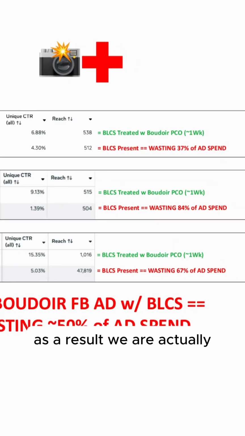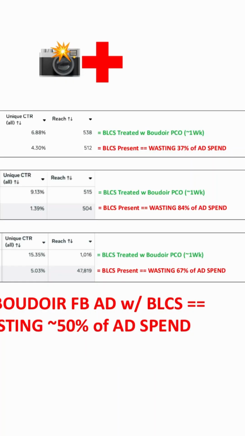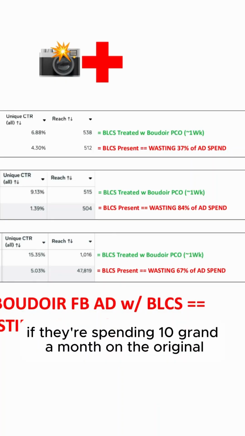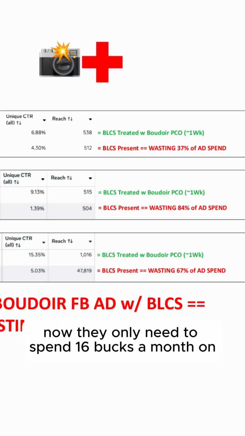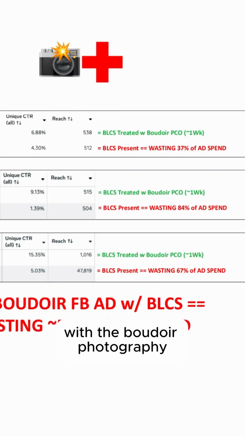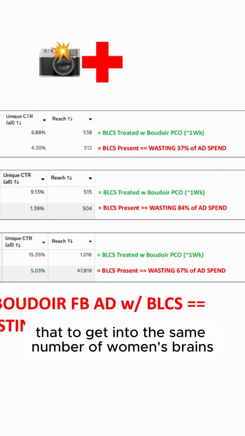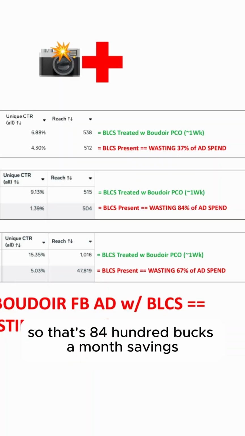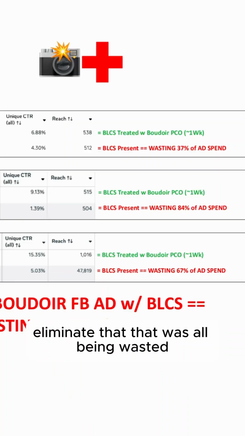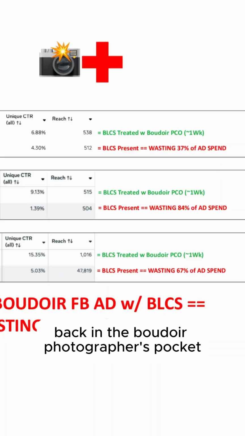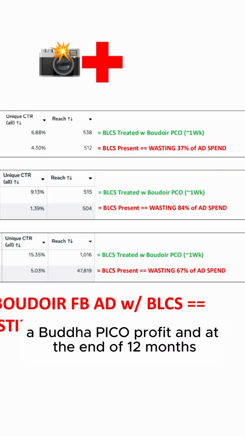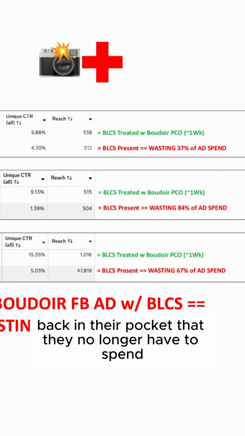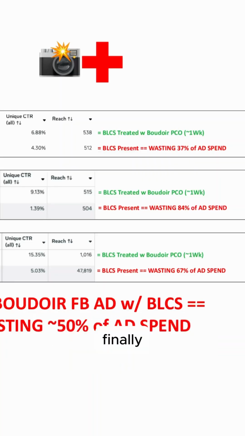That means that if they're spending 10 grand a month on the original Boudoir Facebook ad, now they only need to spend $1,600 a month with the Boudoir Pico treated ad to get into the same number of women's brains. So that's $8,400 a month savings. They no longer have to spend. Eliminate that. That was all being wasted, back in the boudoir photographer's pocket every single month. And it was like a phantom profit, a Boudoir Pico profit. And at the end of 12 months, it's like a 100K bonus back in their pocket that they no longer have to spend.